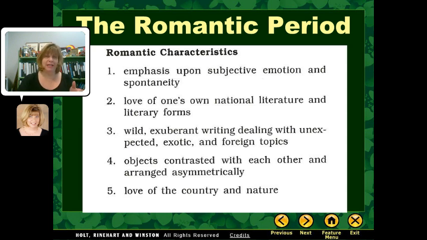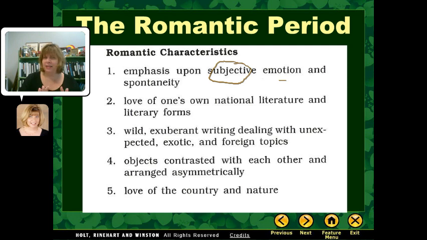Now, you may remember some of these characteristics when we studied Romanticism in junior year, but we're going to talk a little bit about reviewing those and how they apply specifically to the British poets that we're going to look at. So first of all, Romanticism was a literary movement away from the neoclassic emphasis on logic and reason. Instead, Romantics emphasized the subjective, emotion and spontaneity.